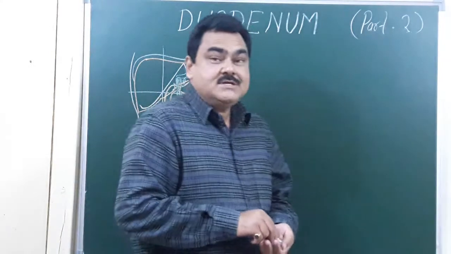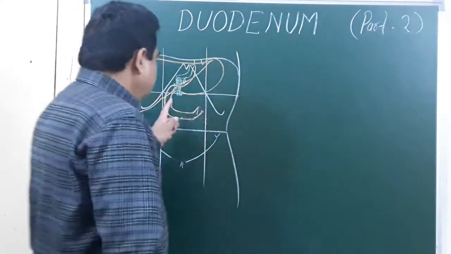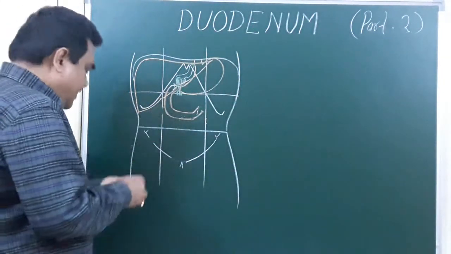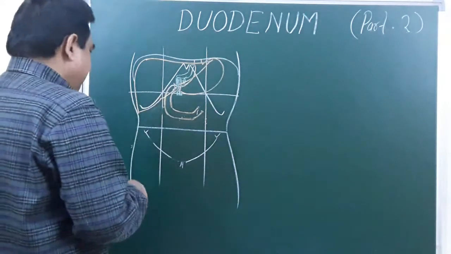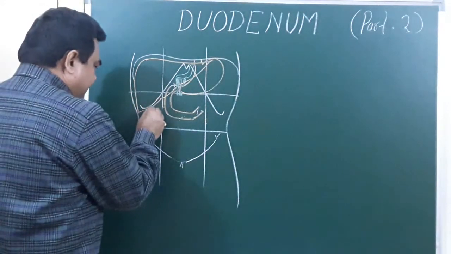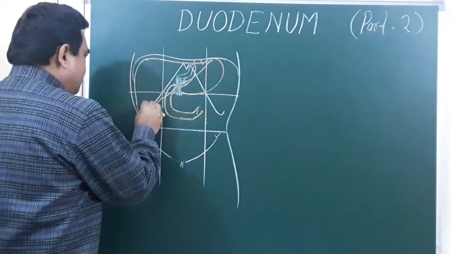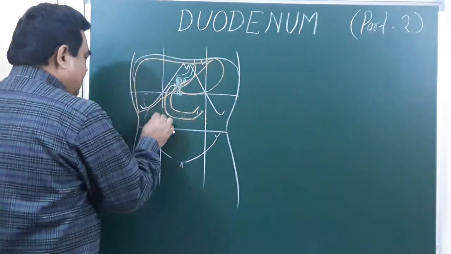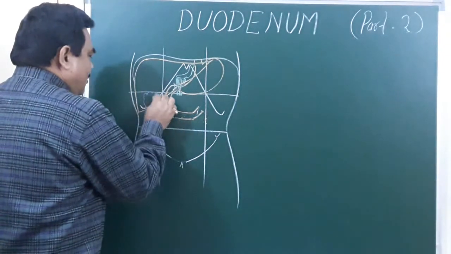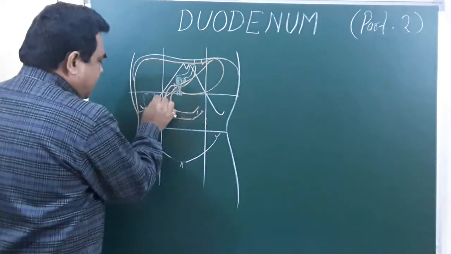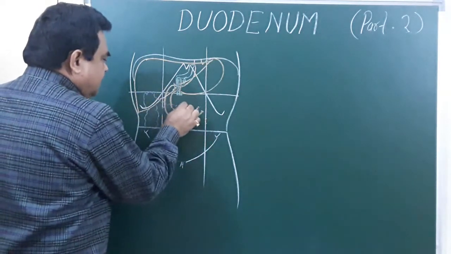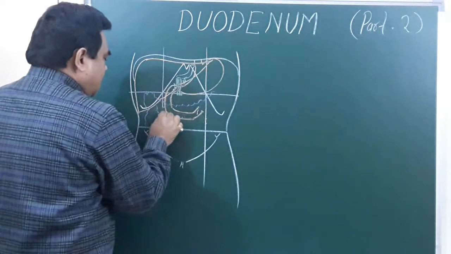Now we discuss the second part of the duodenum. This is the second part of the duodenum. Here you can see the position of the ascending colon. Here is the hepatic flexure of the colon.